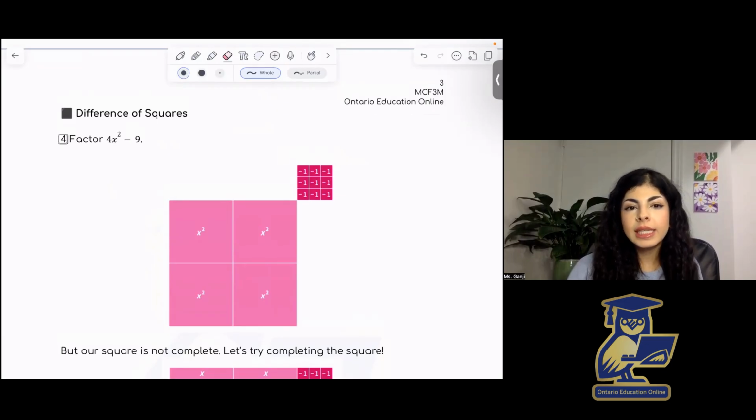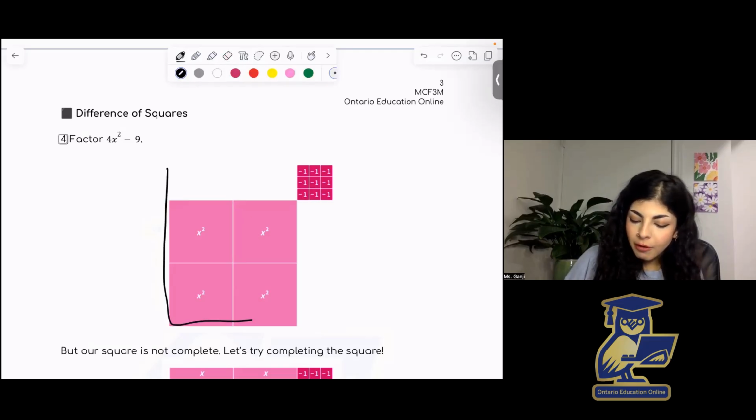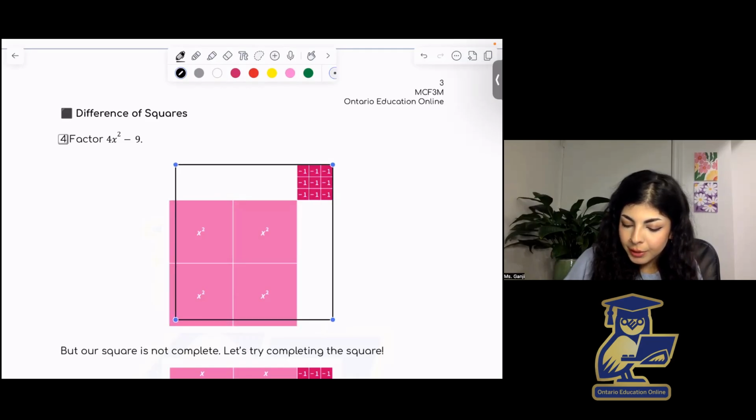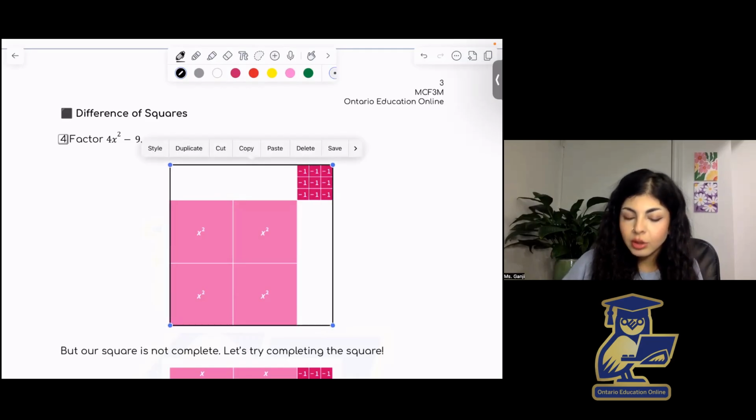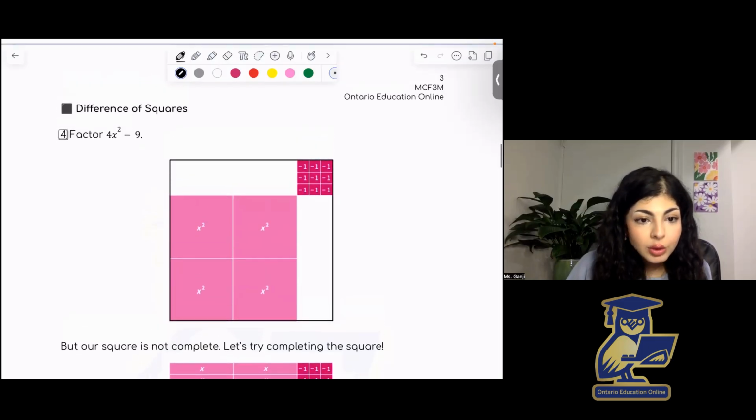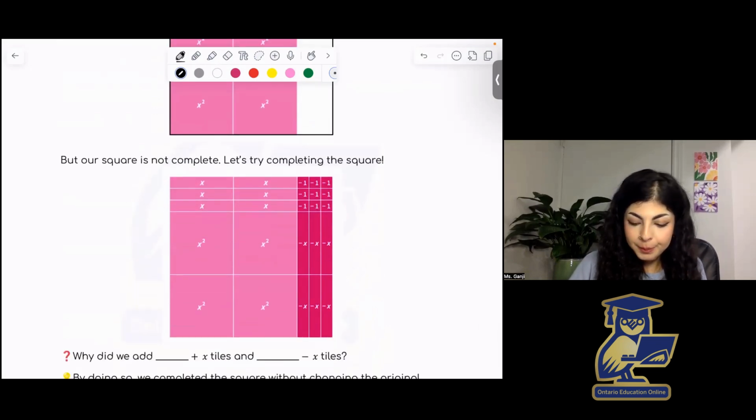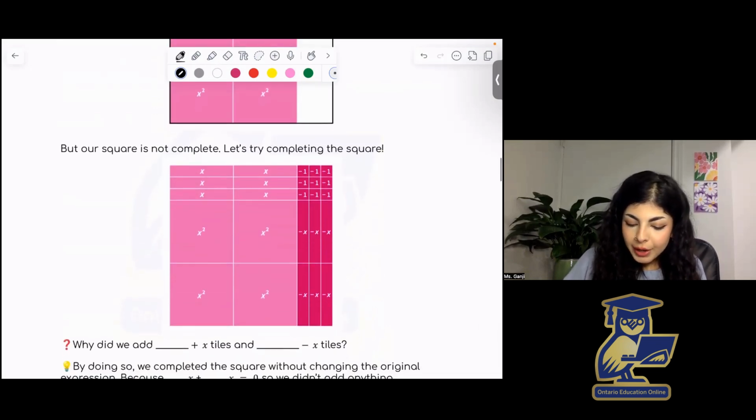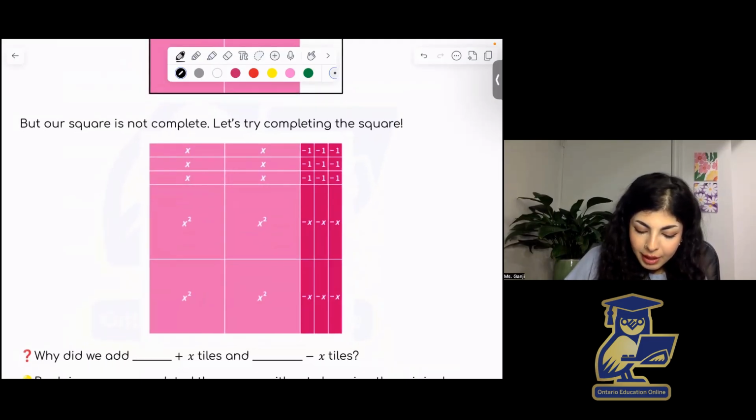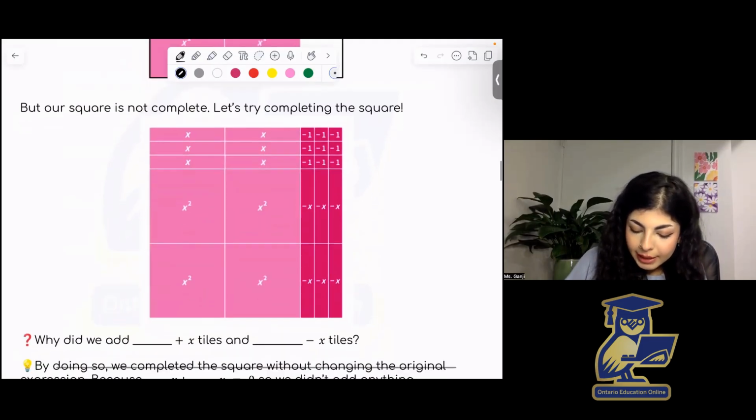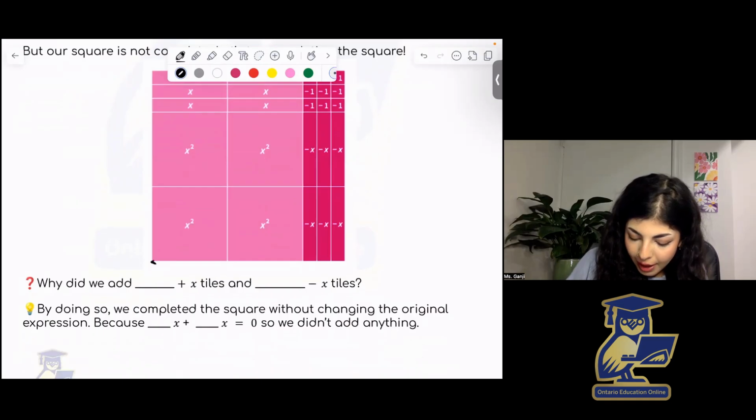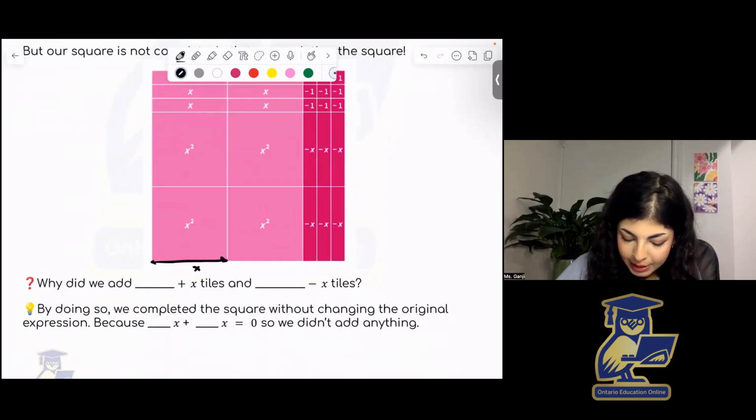And I want to see if I can combine this somehow or form a shape where I can complete this bigger square here. So our square is not complete, so we're trying to complete it. That's what I've done here. So here I have side lengths x and x.